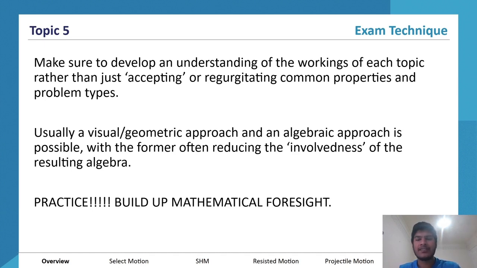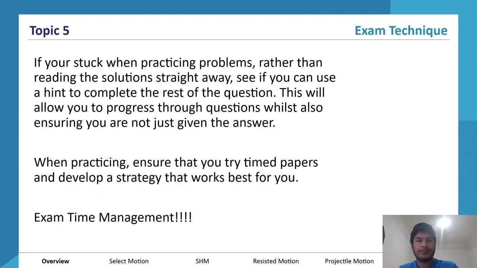You also want to practice as much as possible. Build up mathematical foresight, that is, be able to see, okay, if I do this, will this work? What form of acceleration am I supposed to use? That's one of the big things. Developing a mathematical foresight in terms of what you want to try and improve, what you've got given, how do you get there? Try and come up with different approaches.